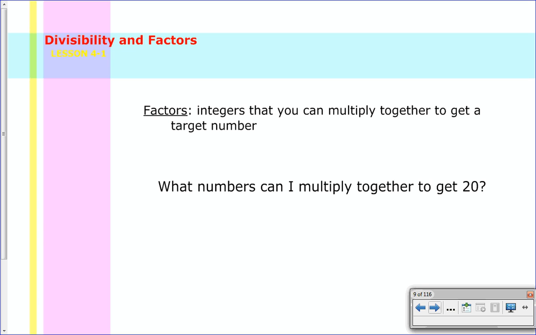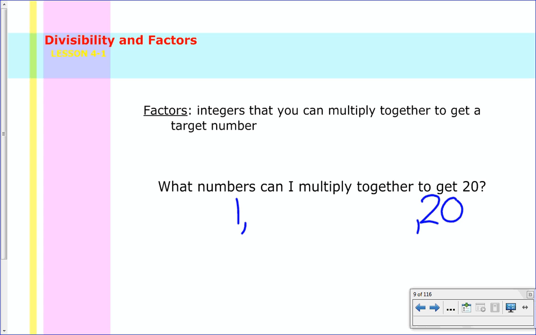Now we're moving on to the second one. And in this one, we look at factors. Factors are integers that you can multiply together to get a target number. So any numbers that you can multiply together to get to that target. So here, what numbers can I multiply together to get 20? Well, I could do 1 and 20. And I like to spread this apart and then fill in the inside.